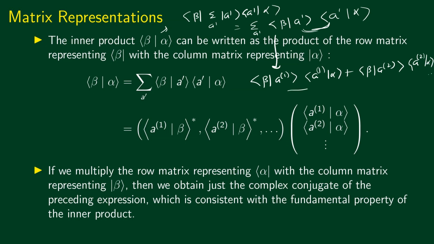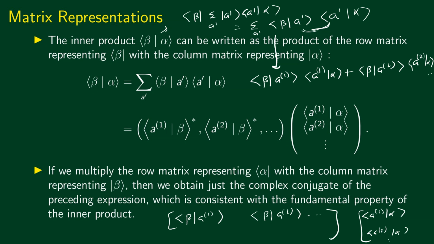Now this summation, or this expression, can clearly be obtained by multiplying a row matrix and a column matrix. What's the row matrix that we need to look at? The row matrix can be written as bra beta ket a1, bra beta ket a2, etc. And the column matrix can be written as bra a1 ket alpha, bra a2 ket alpha, etc. There will be n elements of this form. If I multiply this, multiplying this matrix also will give us exactly the same expression.